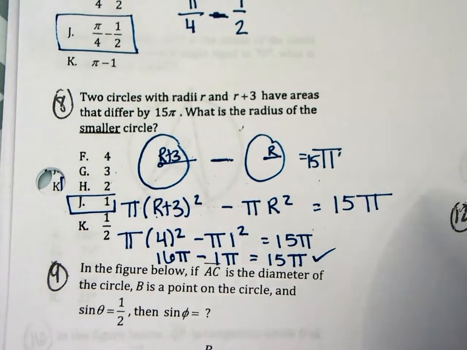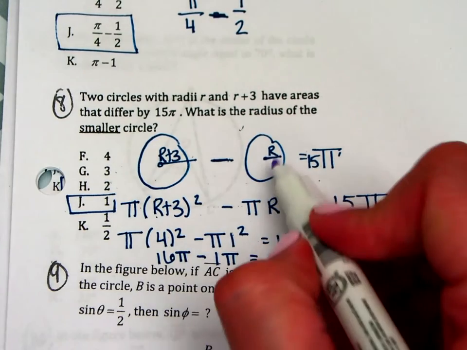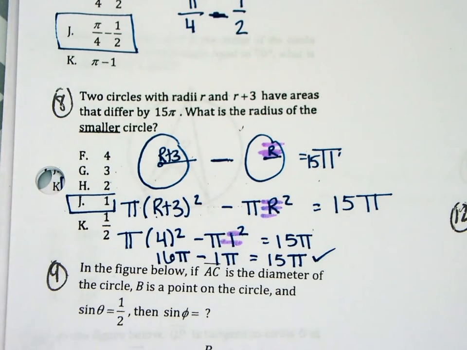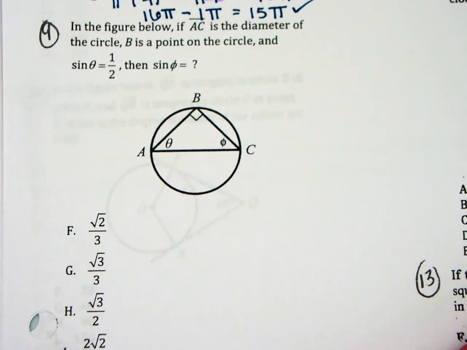So the radius of my small circle is r, and the number that we used for r is 1. There's really not a nice way to do this. It's just guess and check. You set up the equation, and then you subtract the areas to see which area difference gives you 15 pi. Number 9 mixes trig with, excuse me, triangles.